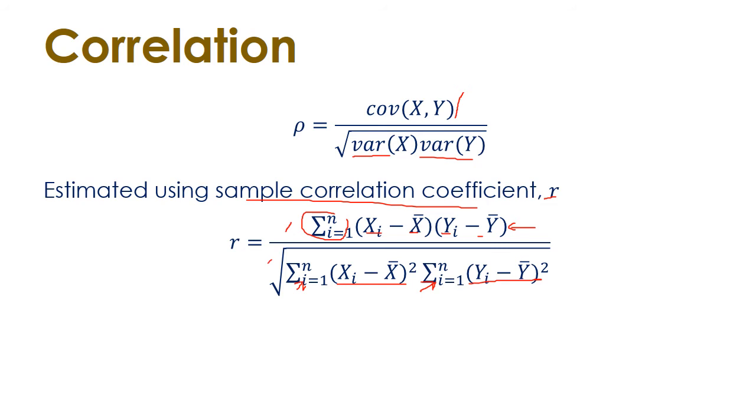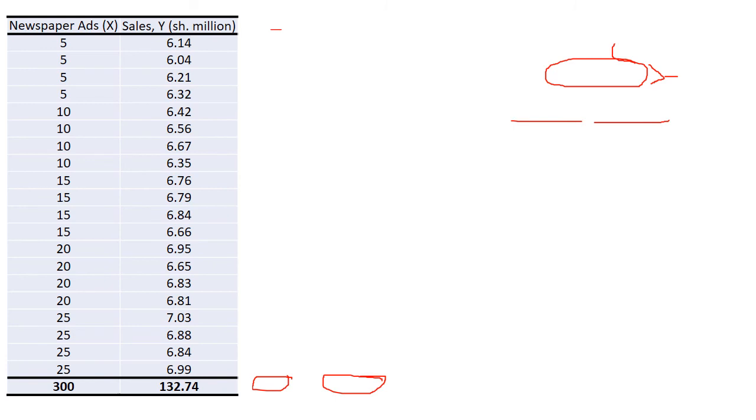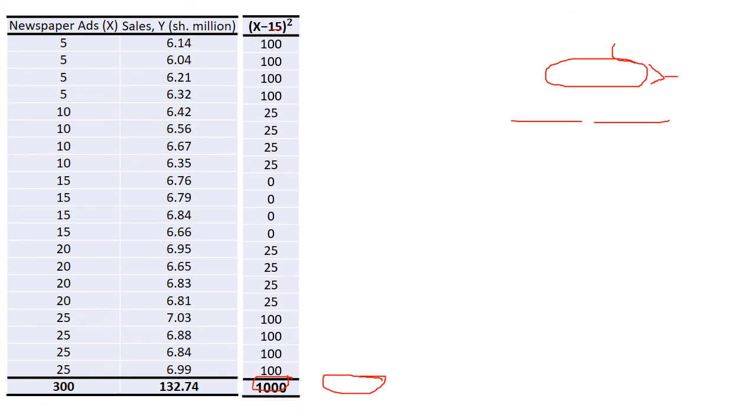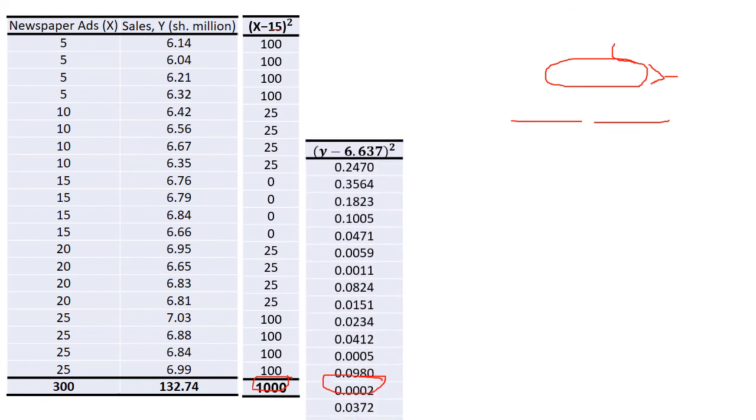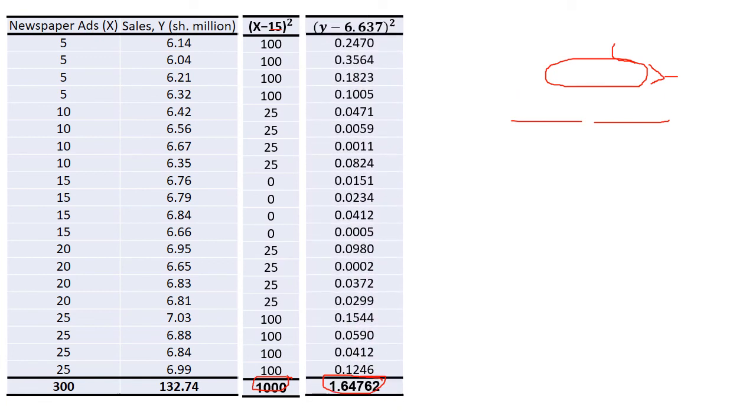So let's go back to the example of the newspaper adverts. In this case, we had already computed the covariance, so we will compute the variances. First of all, we compute the deviations from their respective means and square them. So here you see the deviations of the adverts from their mean, which is 15, and then you square. And then the deviations of the sales from their means, and then you square them. That is what you get.